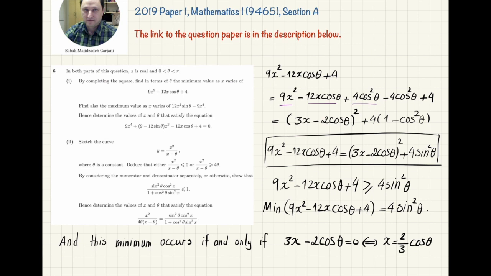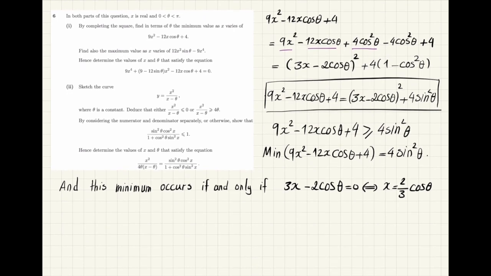Okay, and now if you go to the next part of the question, find also the maximum value as x varies of 12x squared sine theta minus 9x to the power of 4. Okay, so this time I want to find the maximum value, and then probably you see why, because this x to the power of 4 has a negative sign. So if you want to complete the square, the square term will have a negative sign, and this will give you the maximum value.